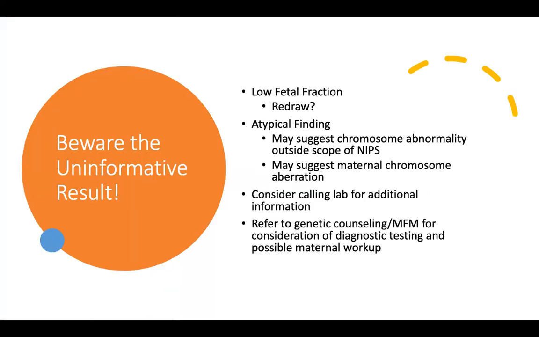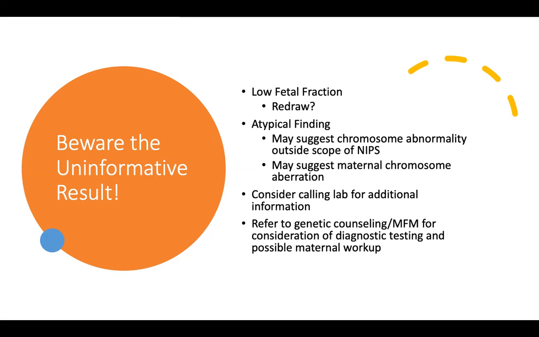So we discussed the high risk and the low risk results. The third type of result is the uninformative result. The uninformative result, or the no-call result, largely falls into two categories. The first category is low fetal fraction. Some labs will suggest a redraw for the first failed attempt, but you should use your clinical judgment as to whether a redraw is appropriate.